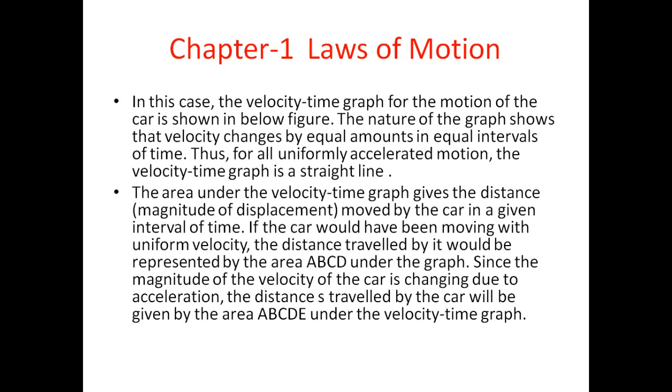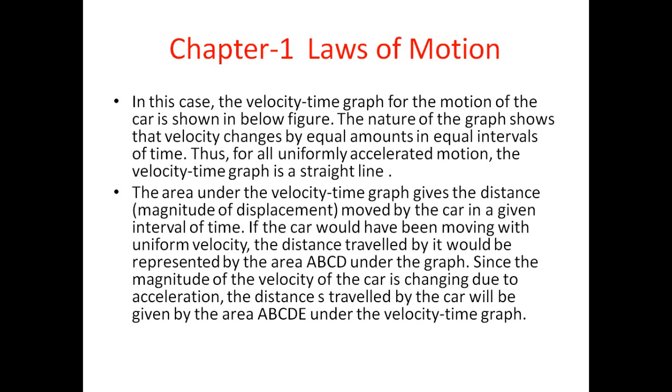The area under the velocity time graph gives the distance. As in the previous example, when we are calculating the distance or the displacement, we are calculating that area. The area under the velocity time graph gives the distance, magnitude, or displacement moved by the car in a given interval of time. If the car were moving with a uniform velocity, the distance traveled would be represented by the area ABCD under the graph.